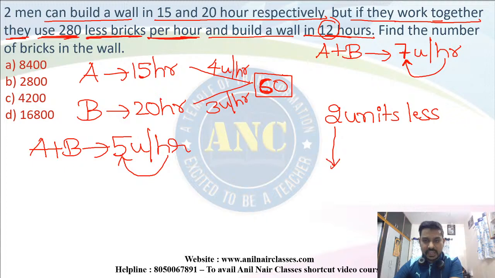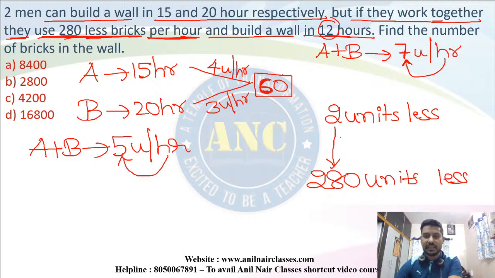But the question says it is not 2 units fewer bricks which they have used. They have used 280 fewer bricks. 2 units fewer bricks is according to my assumption. The question says 280 less. 2 into 140 is 280. Find the number of bricks.